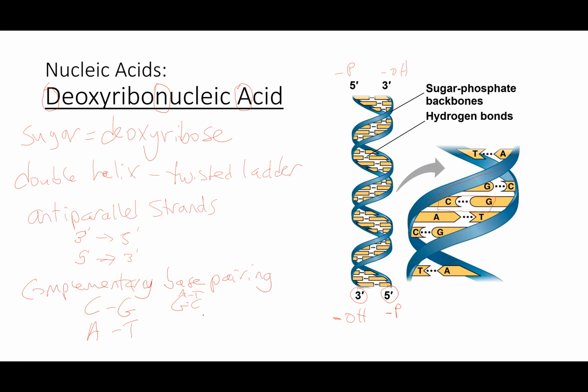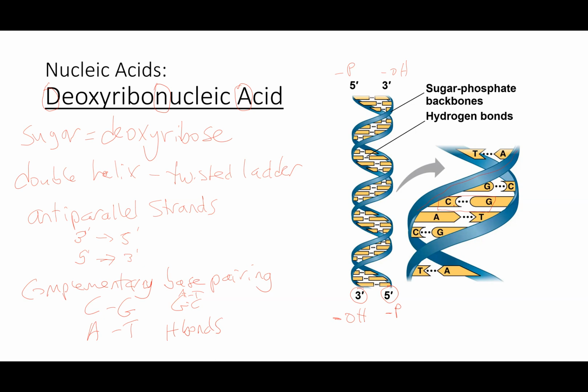And guess what kind of bonds hold the base pairs together? Hydrogen bonds, yes. So these are hydrogen bonds holding them together. You always have one purine base and one pyrimidine base going together. So one of the 2 ring bases and one of the 1 ring bases. That's the way it fits together in the strand to make those rungs.